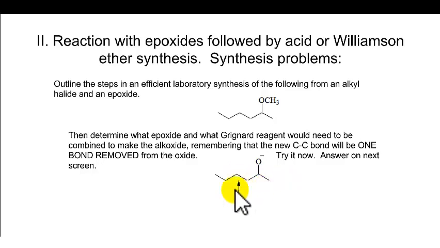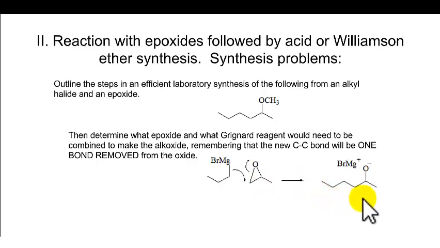So go ahead and write out what two reagents would you want to combine, one an epoxide and one a Grignard, to get this particular alkoxide. Again, stop the video, try to write out what epoxide and what Grignard would you use to make this particular alkoxide, and then let's go ahead to the next screen.